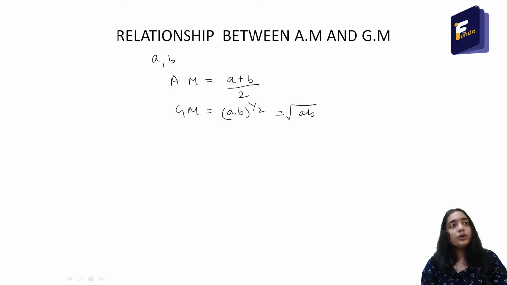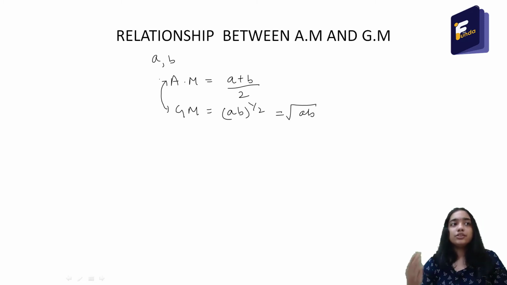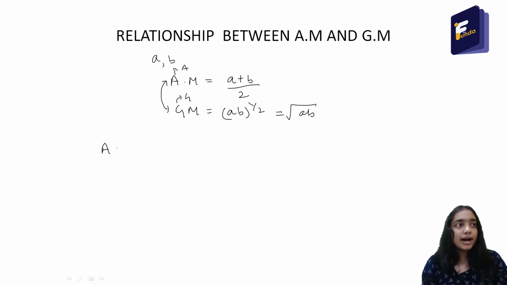So we are going to derive the relationship between arithmetic mean and geometric mean. What I mean by relationship is that we have to tell whether the arithmetic mean is greater than the geometric mean, or less than, or equal to it. So if I denote AM by A for simplicity and GM by G, then A minus G equals (a plus b) by 2 minus root ab.